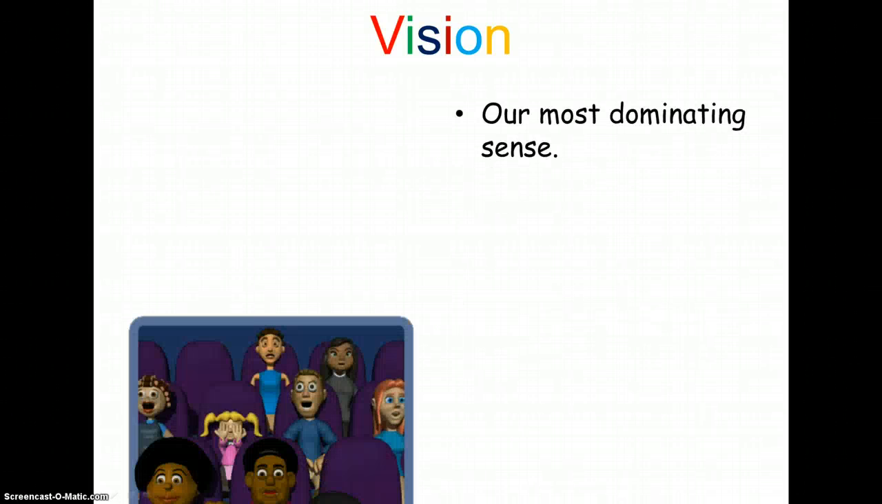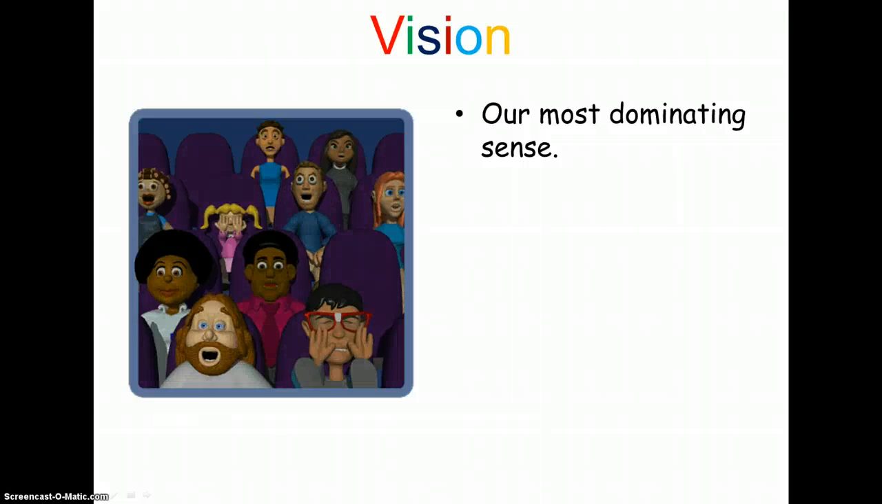Alright, I didn't get to vision, which I hoped to in the previous video, so we'll just go through it really quick, and you just need to make sure that you take a look at that eyeball and you know all the parts of the eyeball. So vision, our most dominating sense: when we have parallel processing and sensory stimuli is coming at us in all senses, vision tends to dominate.